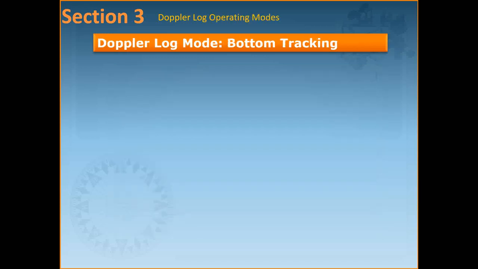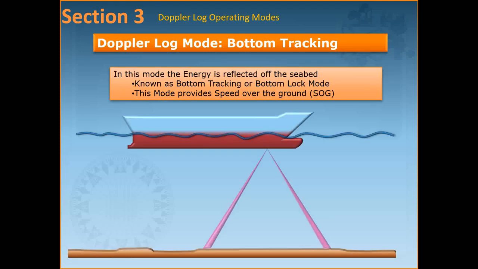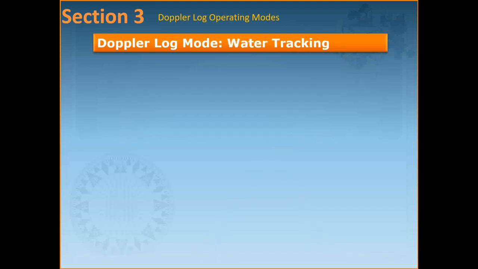Alright. Now in the Doppler log, there are two operating modes. One is called the bottom track and one is called the water track. These are the arrangements which are capable of providing speed through the water and speed over the ground. Now in bottom track, in shallow water, the energy is reflected off the seabed and thus the speed measured is speed over ground. This type of operation is called bottom track or bottom lock.